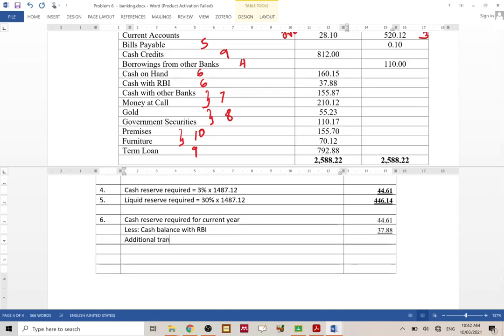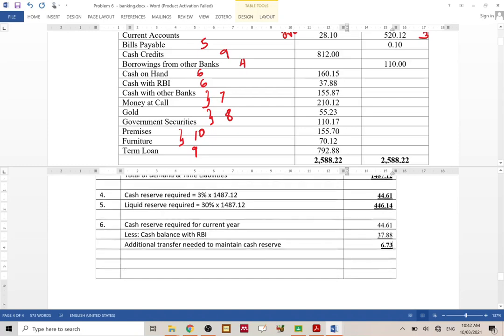Additional transfer needed to maintain cash reserve. How much more is required? Balance is 6.73. So another 6.73 needs to come back to your balance with RBI. Now where to get this balance from?